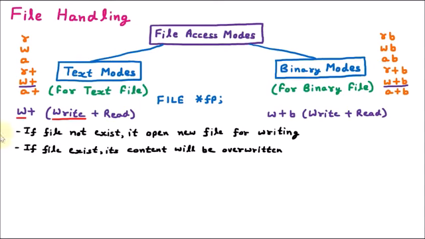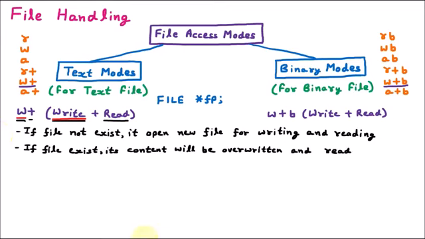Here in this mode we have w+, that means write mode is the major, so these two options are for the write mode. If the file does not exist, it opens a new file for writing. And if the file exists, its content will be overwritten, meaning the previous content will be lost. So this is the write mode. Here we have plus, and plus signifies that we have reading also. So if the file does not exist, it opens a new file for writing and reading. In the second case, if the file exists, its content will be overwritten and then read.